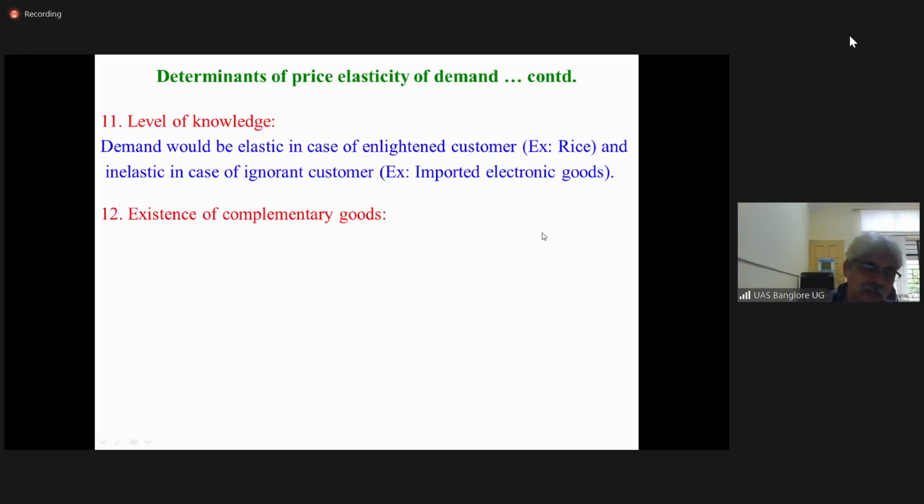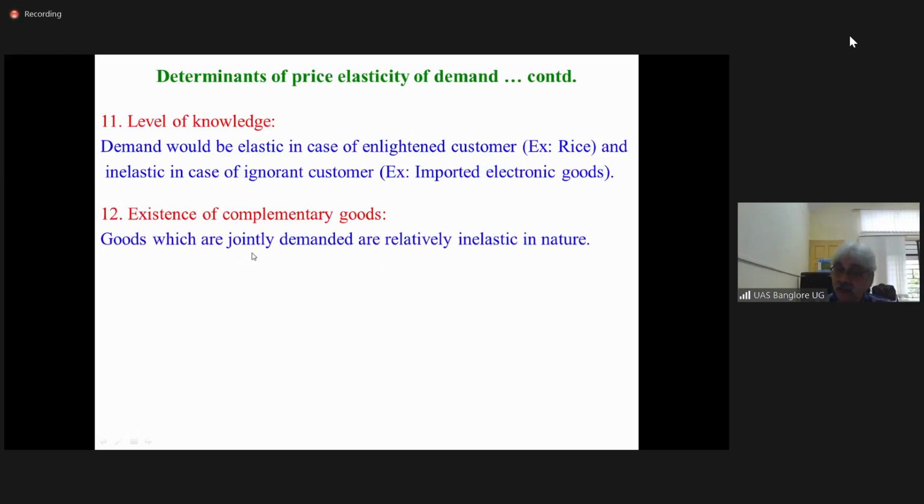And the 12th determinant, the factor, is existence of complementary goods. That means two goods have to be used together. They go hand in hand. Goods which are jointly demanded are relatively inelastic in nature. Car and petrol. If you want to drive a car, then you have to purchase petrol also. The demand is joint demand. In that case, the price would be inelastic. Example, pen and ink, shoes and socks.